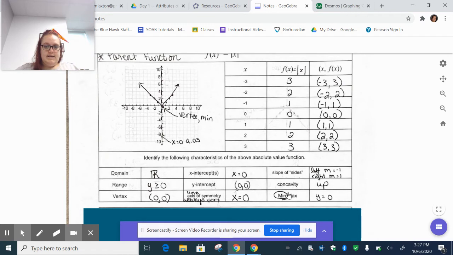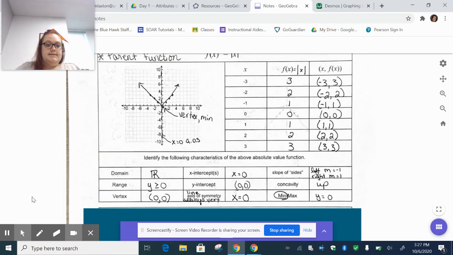All right, so it's pretty simple. It's just a matter of identifying all of these pieces about this graph. We're gonna do more with it, but for right now, we really just want you to focus on identifying all of these pieces and being able to see what the graph is going to look like.